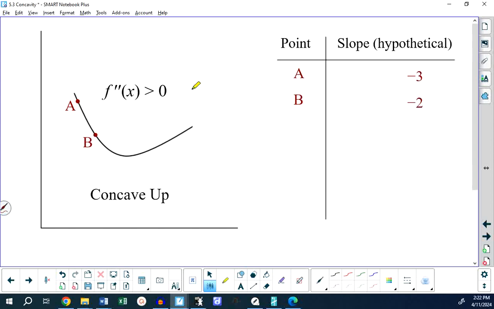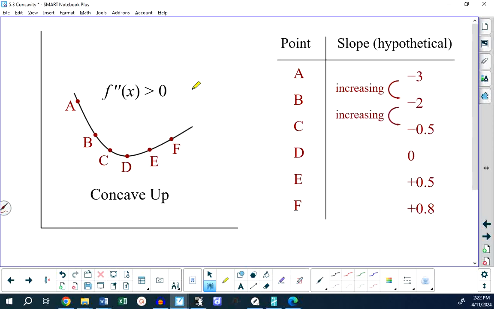Well, if I go to B, would you agree the slope there might only be -2? And then -0.5, 0. Hopefully these numerical values of the slopes make sense to you. Okay, so going left to right, there's always an increase in the slope. From -3 to -2 is an increase. From -2 to -0.5 is an increase.